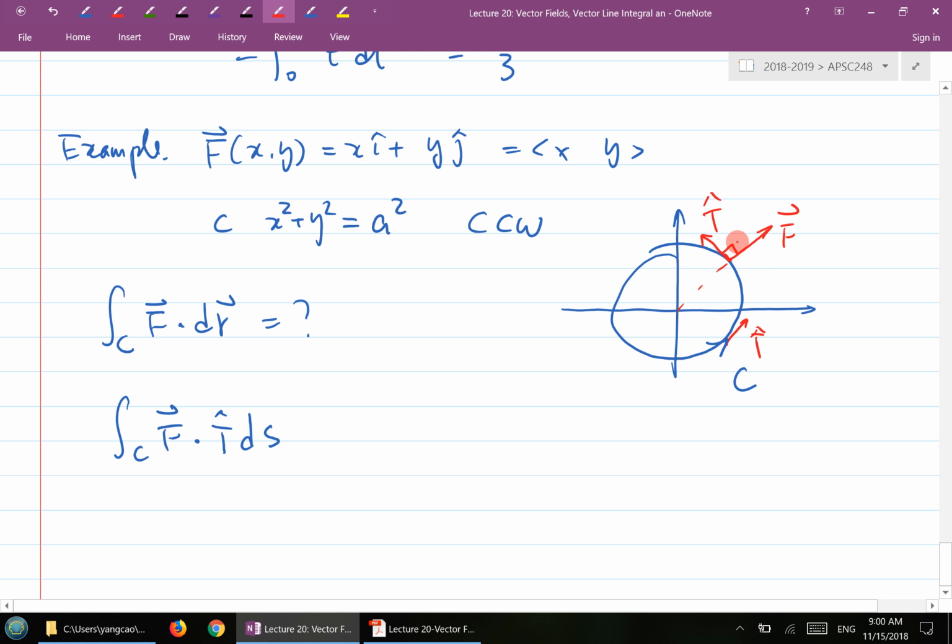And this is naturally a perpendicular relationship. That means F dot T hat is always equal to 0. So you don't have to do any calculations. You can just write it down. It's equal to 0. Excellent. Now, what if you really want to do the calculation? If you don't believe it, and you just want to do the calculation, what do you do then?